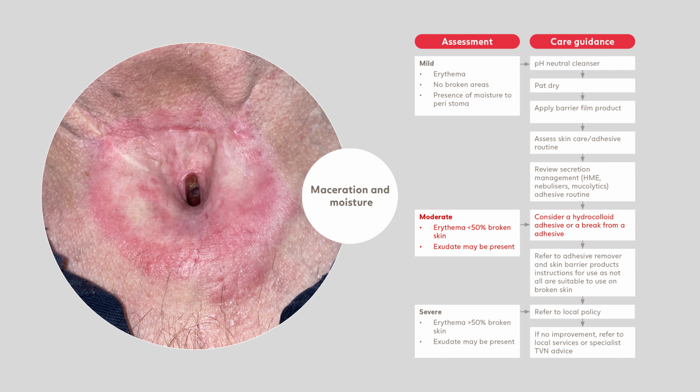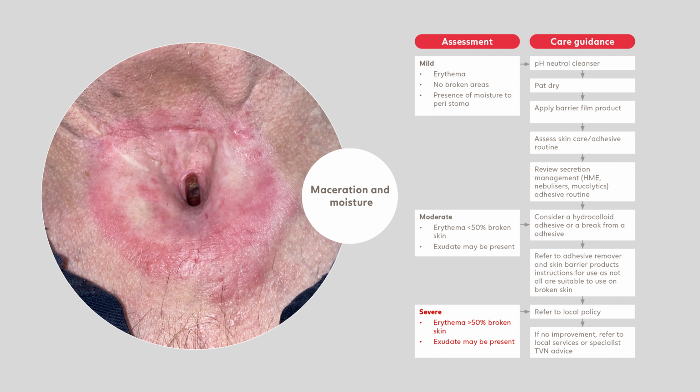If this does not improve the skin condition, consider a short break from the adhesive, swapping for a Larry tube or button to house the HME. And finally, severe skin damage due to maceration would still be reddened, with greater than 50% of the skin around the stoma being broken, with weeping present.